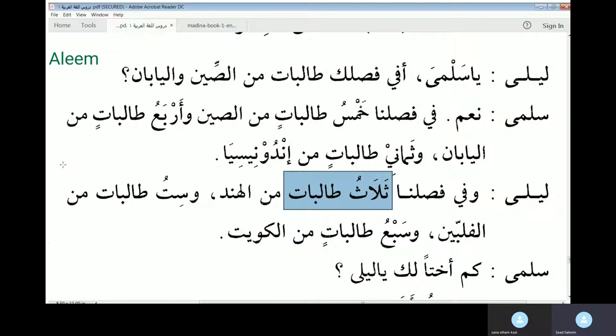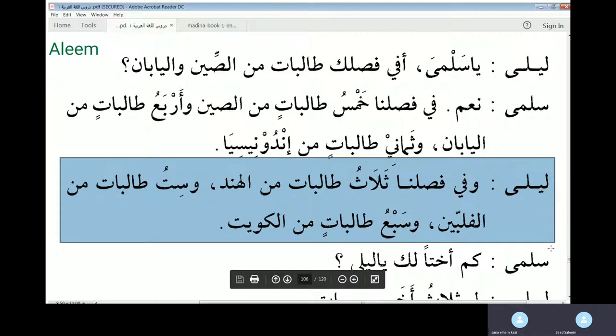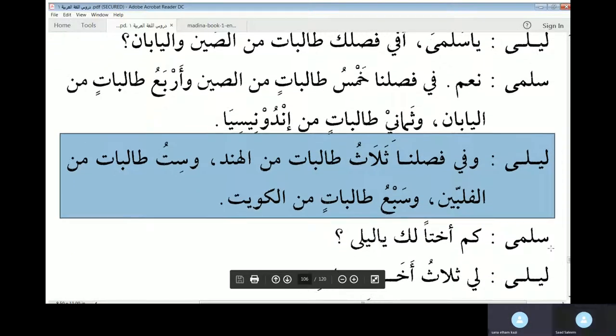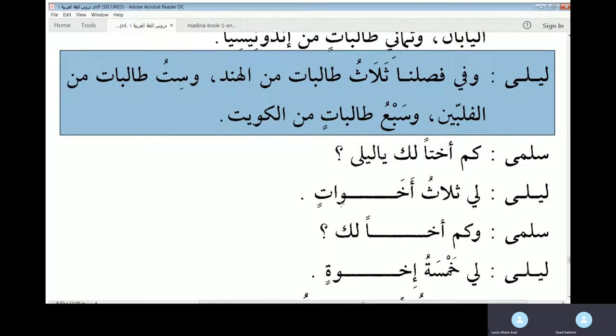ثلاث طالبات من الهند وست طالبات من الفلبين وسبع طالبات من الكويت. So in our class, there are three students from India, six students from the Philippines, and seven female students, all of them female, from Kuwait.